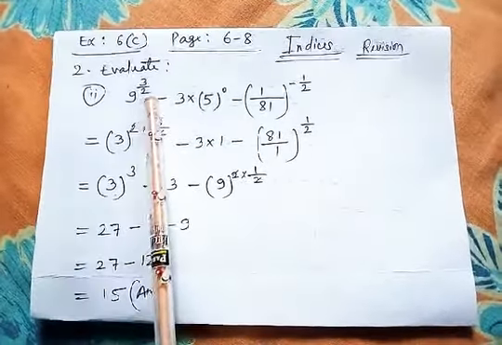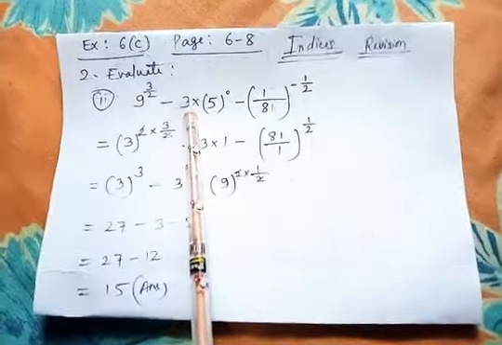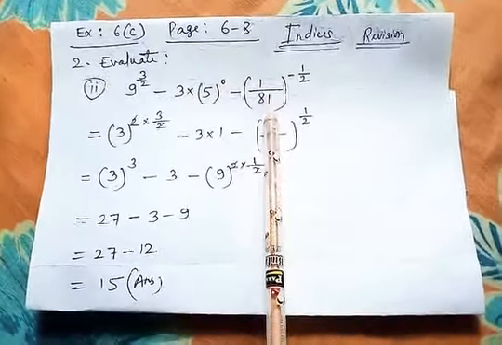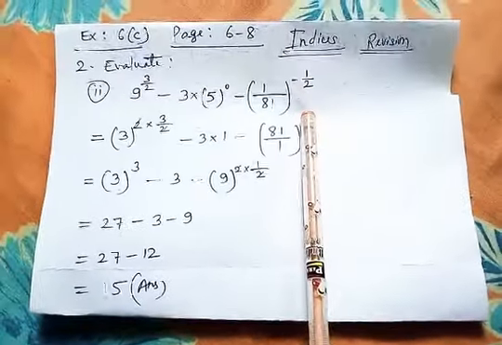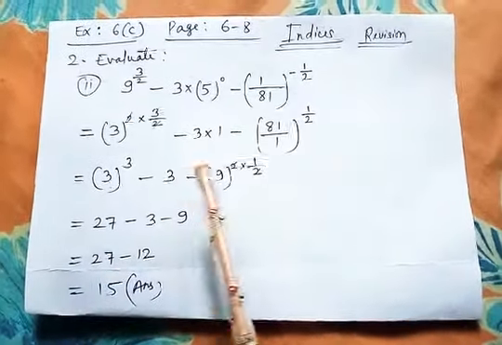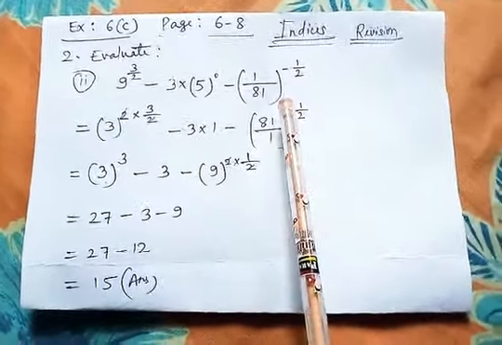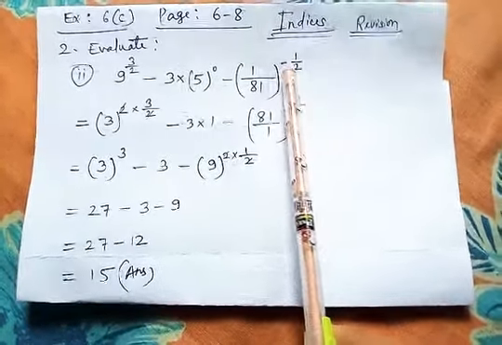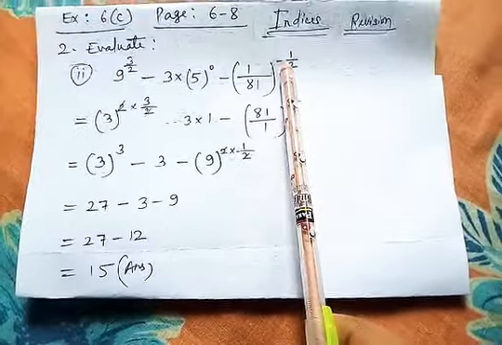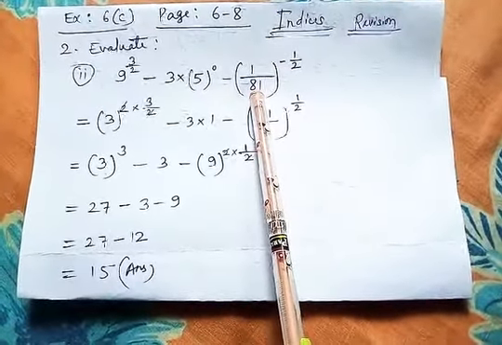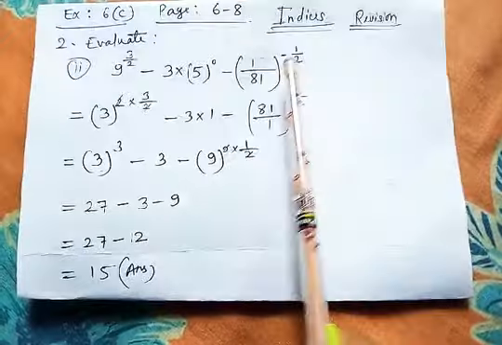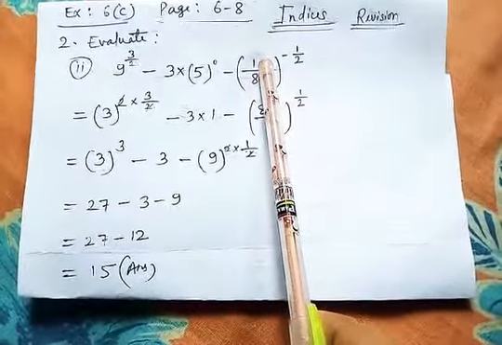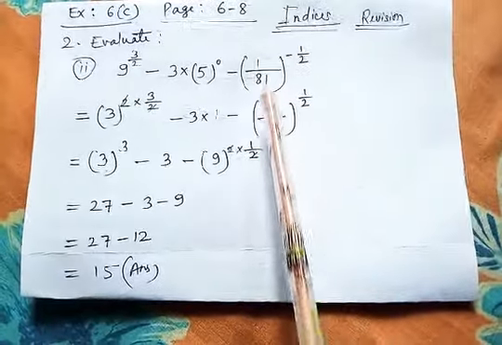9 to the power 3 by 2 minus 3 into 5 to the power 0 minus 1 by 81 to the power minus 1 by 2. In this exercise, it is very important to note down: if the power is negative, we have to make it positive. To make the negative power positive, we have to interchange numerator and denominator. That means to make it positive, I have to write 81 by 1. 81 will go up, 1 will come down.